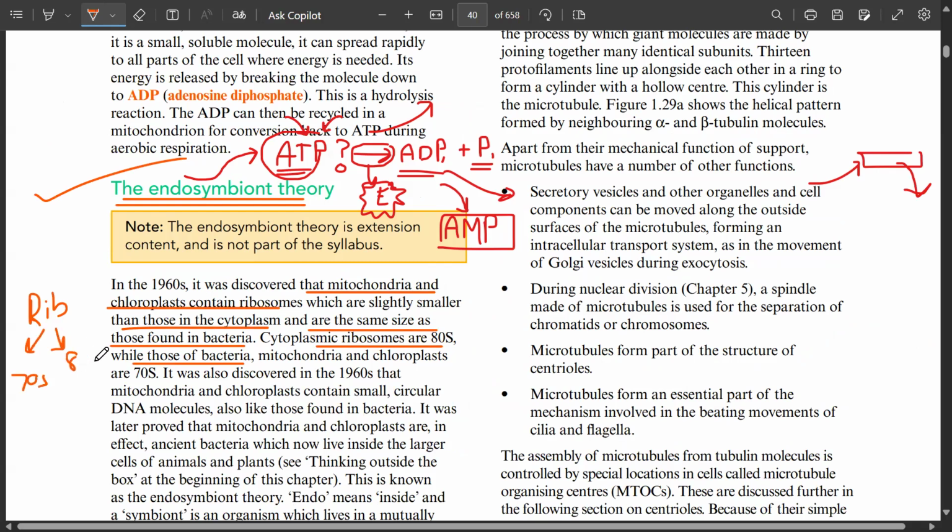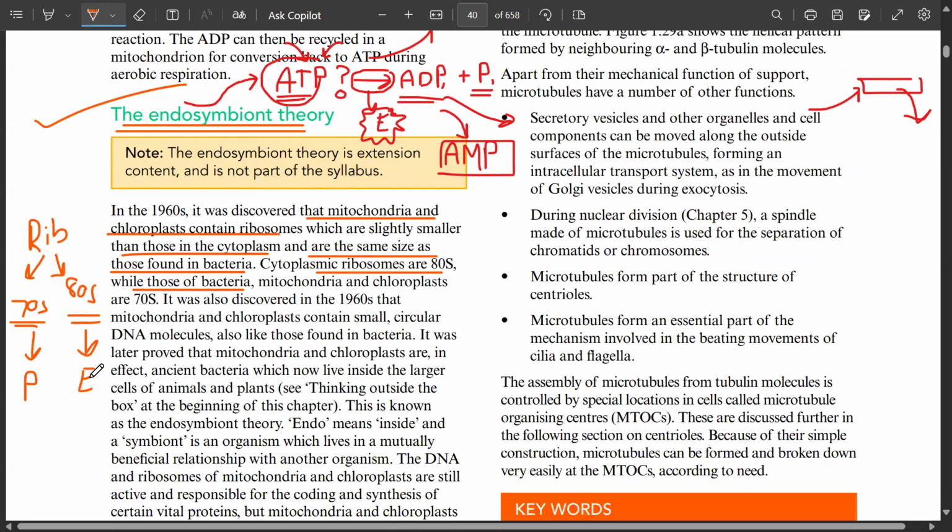80S and 70S, okay? We know that 80S ribosomes are present in eukaryotes. 70S ribosomes are present in prokaryotes. But the funny thing is that mitochondria and chloroplasts also have ribosomes, and they are 70S. And mitochondria and chloroplasts are also in 80S organisms. Then why don't they have 80S?